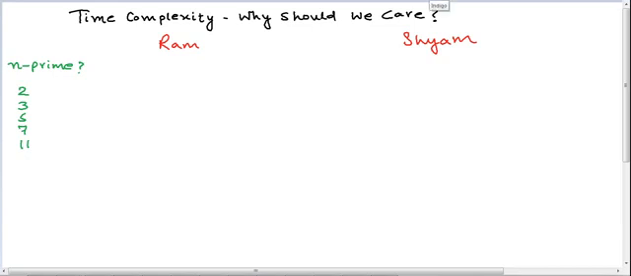Both Ram and Shyam figure out different solutions to the problem. Ram says that, hey, I'll try dividing n by all numbers starting 2 all the way till n minus 1, and if I can find any such number that divides n, so if I can find any i between 2 to n minus 1 that divides n, then n is not prime.